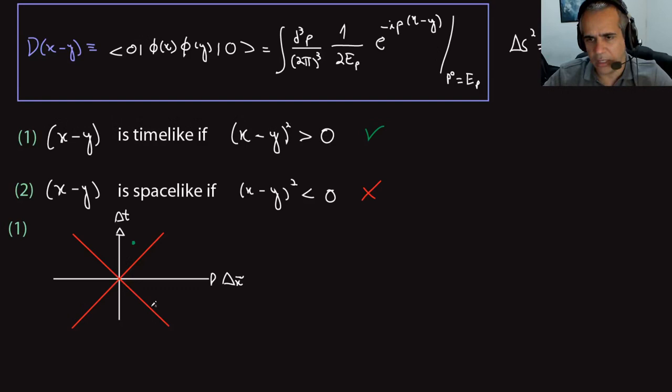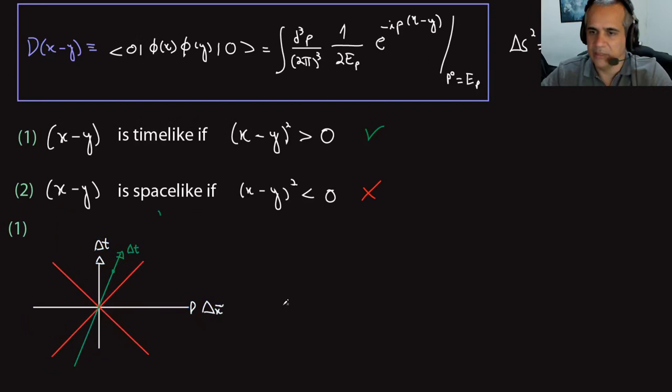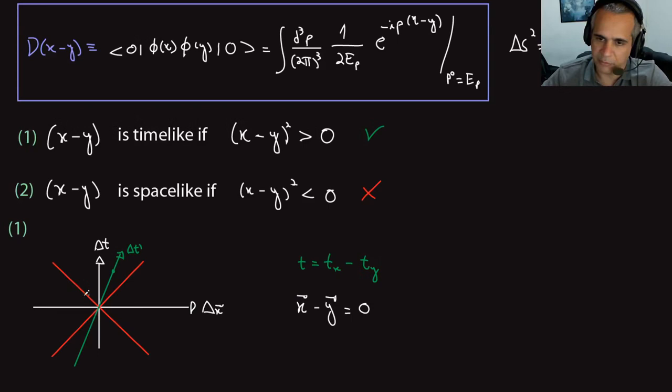and that means that I can do a boost to rotate the coordinate system to go over that point. I can go to a referential where delta t prime comes here, and that means delta x is zero. I can always do that if the distance is time-like. I can go to a referential where t is equal to tx minus ty, just a distance in time. But more importantly, x minus y is zero. I went to a referential where delta x is zero because I can do this rotation. The only thing I cannot do is cross the red lines.